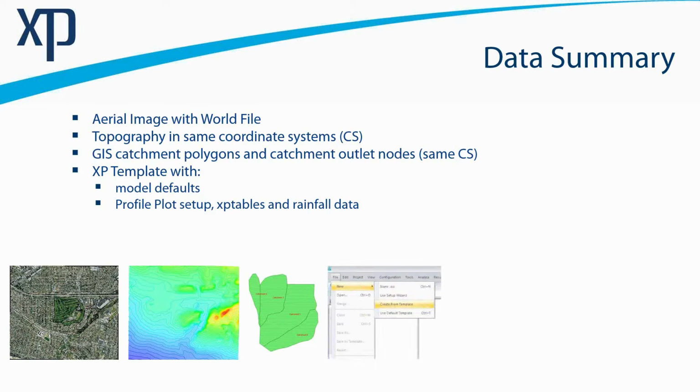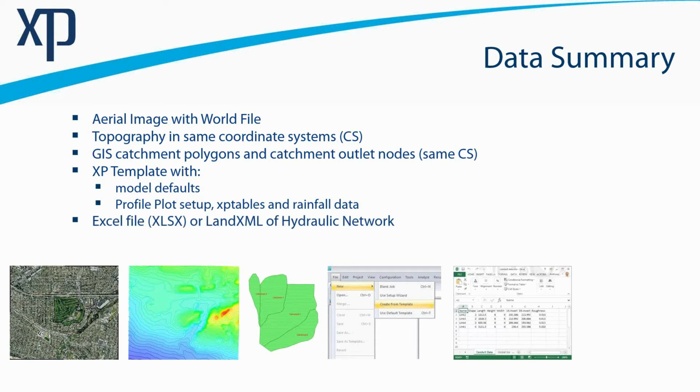My data also includes an XP template, which I mentioned. It's going to help me set some model defaults. For example, setting the hydrology routing method and maybe even a default curve number. And then the template is also going to have a profile plot setup, some XP tables that I might take advantage of, even my design storms stored in the global database as rainfall data.